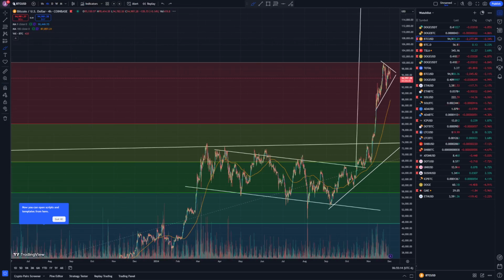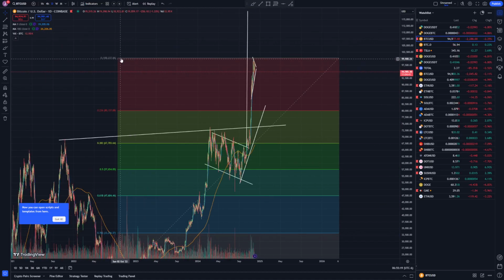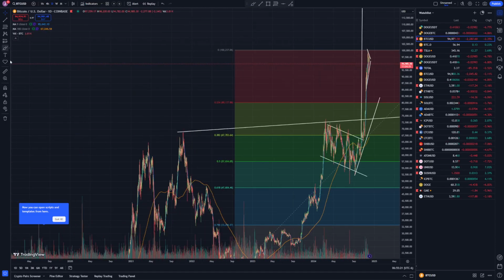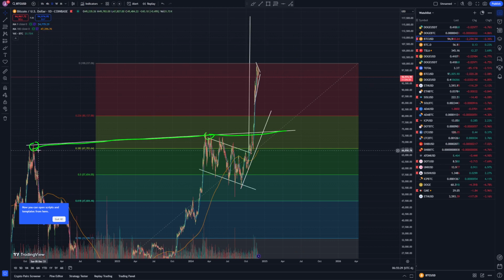80,216. In general, I think if we can stay above this line right here, these previous tops, so we have a top right here, we have a top right here giving us this line, something like that, then we're still good. We're still in a bullish scenario, I feel like.